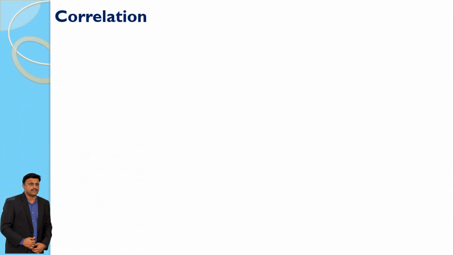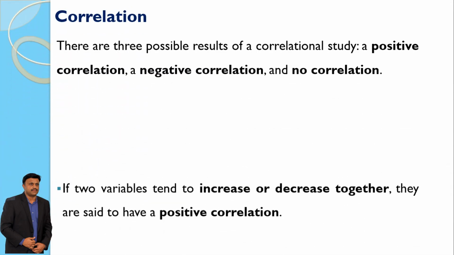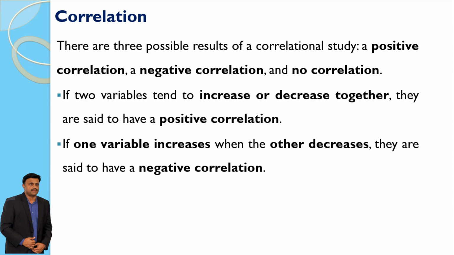There are three possible results of a correlational study: positive correlation, negative correlation, and no correlation. Positive correlation occurs when variables increase or decrease together, while negative correlation happens when one variable increases as the other decreases.